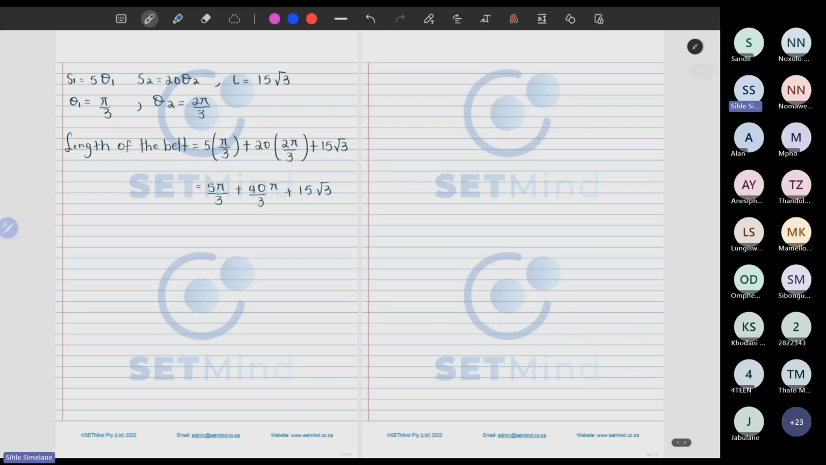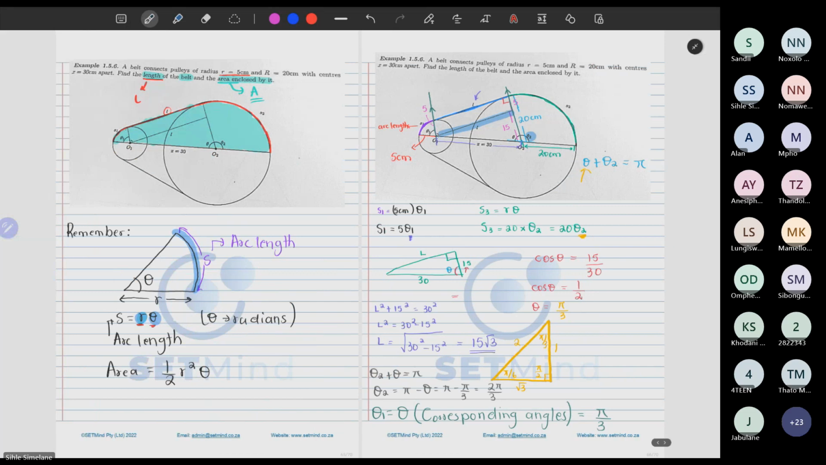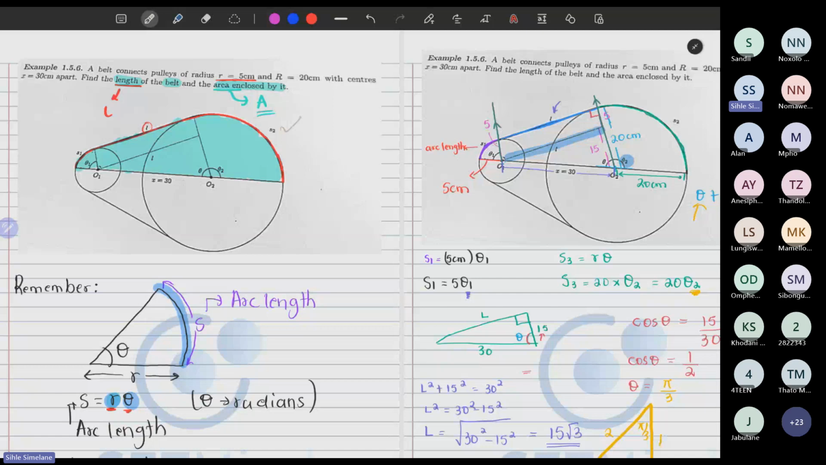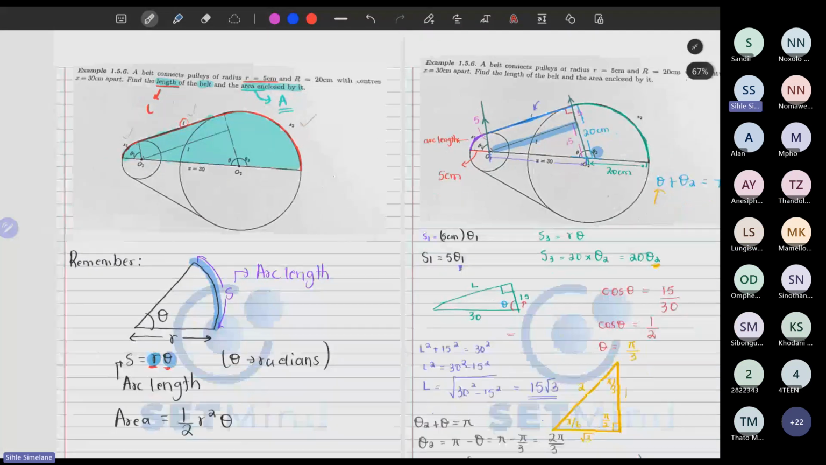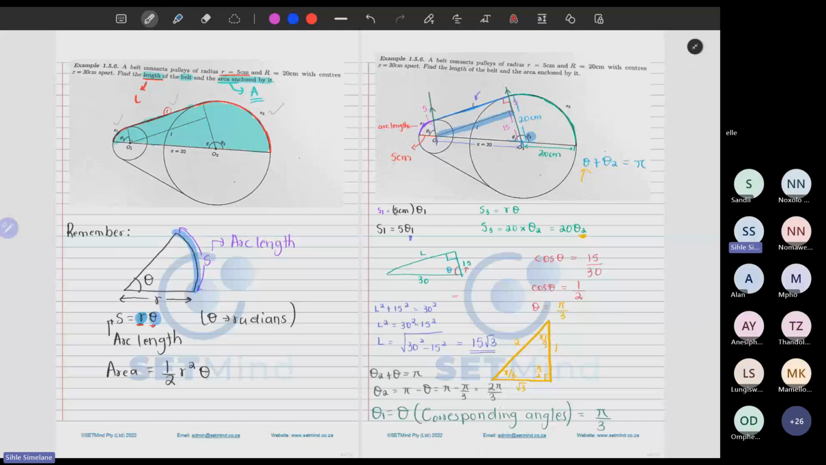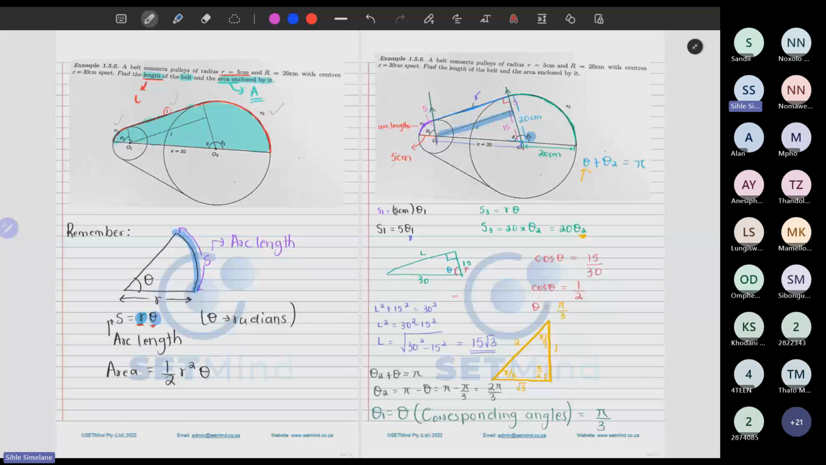Anyone who has a question, please ask. So we had to find S1, find the L, and then combine, they will give us the length of the belt, which is in red. Anyone who has a question? Okay, and this was all centered around you remembering two things: the arc length of a sector and also the area of a sector.